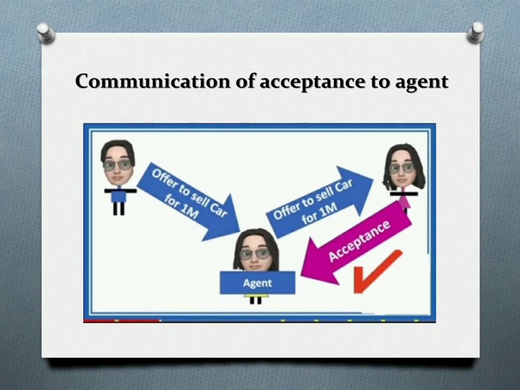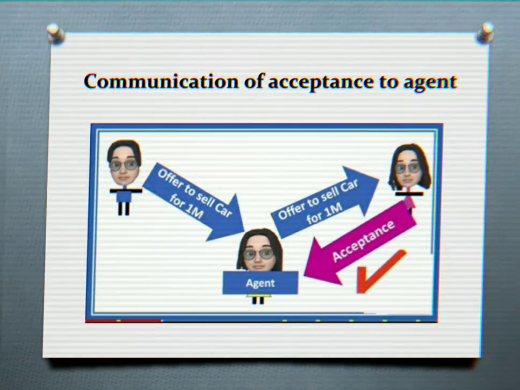So dito, tatlong tao na yung involved. Si offerer, si agent, at si offeree. So, Lawrence offered to sell car for 1 million. Since may agent, siya yung naghanap ng buyer. And nahanap niya si Kate. And inaccept naman ni Kate yung offer, which is a car worth 1 million. So, matatawag na natin siyang perfect contract or perfect agreement kahit si agent at si Kate lang yung magkausap. Since si agent is considered as an extension of the personality of his principal, which is si Lawrence.